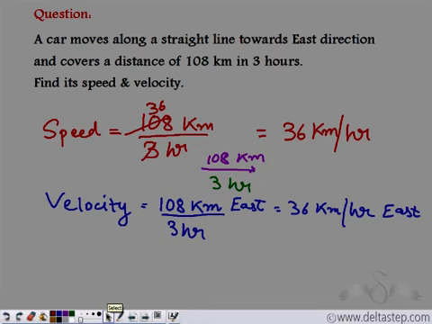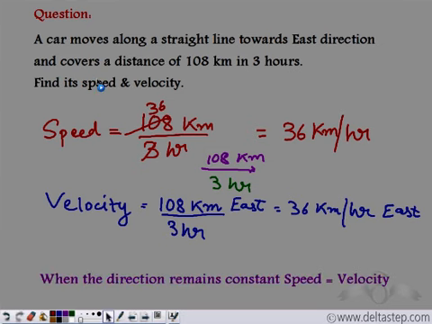So do you observe something here? Yes. We have speed as 36 km per hour and velocity as 36 km per hour towards east. So we can say that when the direction of motion does not change, speed is equal to velocity.